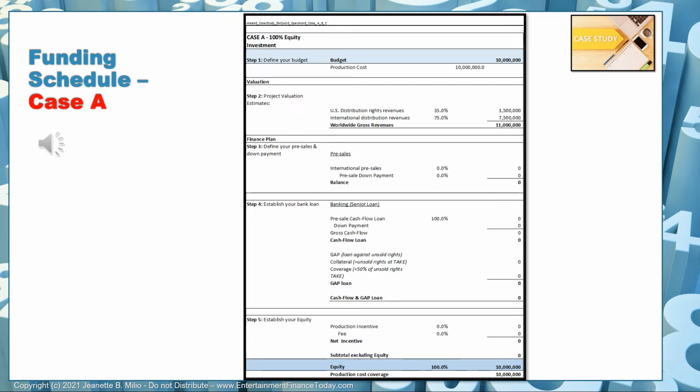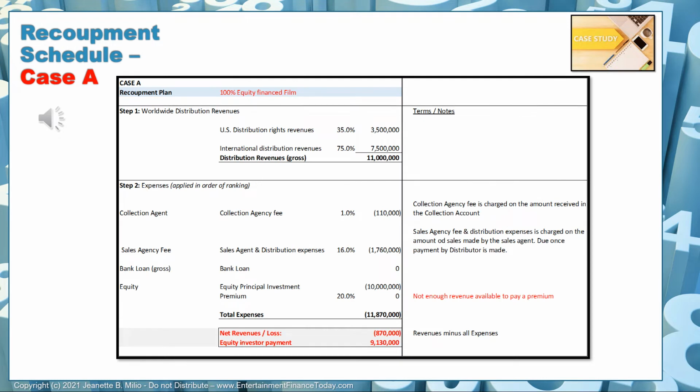And now we're taking a look at the recoupment schedule for our case A, where we have financed the entire film with equity. Again, we have distribution revenues gross at $11 million. Now, the applicable deductions are applied here. First, the collection agent fee of 1% is deducted, which is $110,000, 1% of 11 million. The sales agent charges us 16% of 11 million, which is 1,760,000.